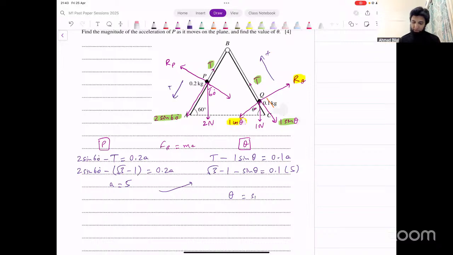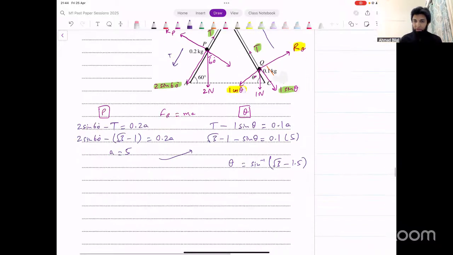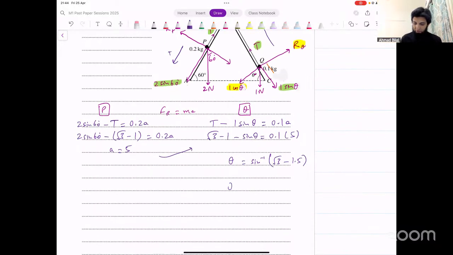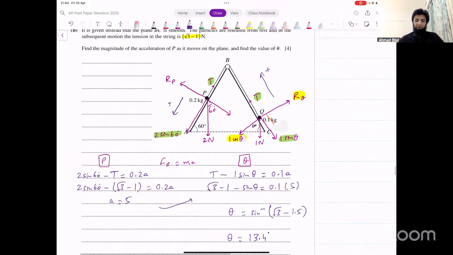It will be sine inverse of under root 3 minus 1 minus 0.5. That will be minus 1.5. Sine inverse of this. What do we get from this? 13.4 degrees. Okay, thank you. Theta is equal to 13.4 degrees. That's what we were looking for. That's the final answer. All right.